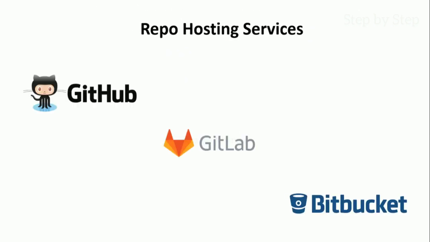Now once you learn Git, you should be learning about repo hosting services. We are having GitHub, we are having GitLab, and we are having Bitbucket. You can select any one of this. You don't have to select all three and you don't have to learn all three. If you select any one or if you learn any one, all three will be similar. Okay, so that you will not get confused.